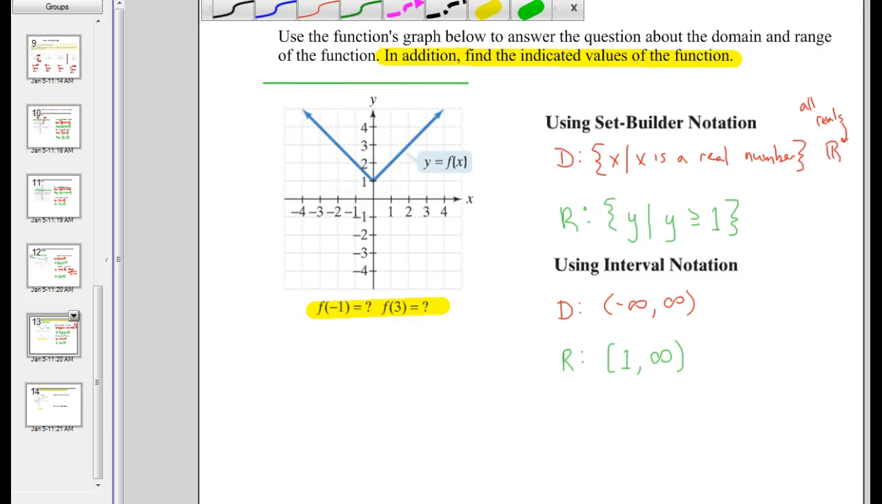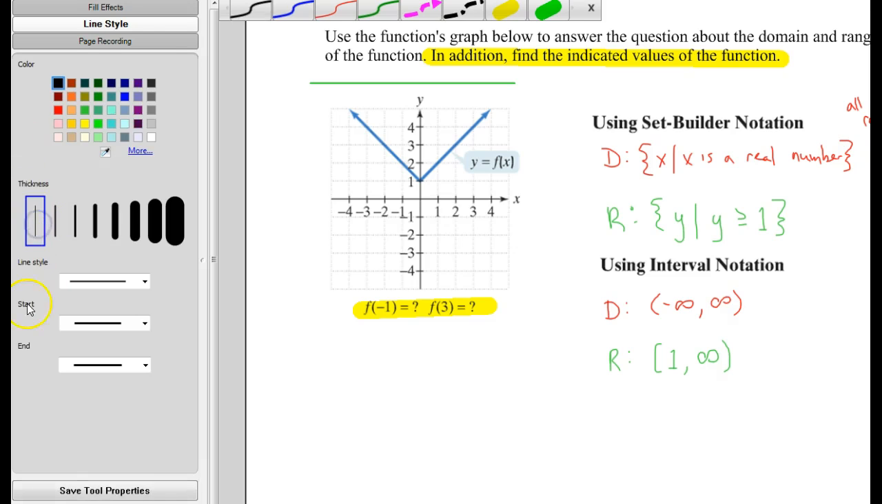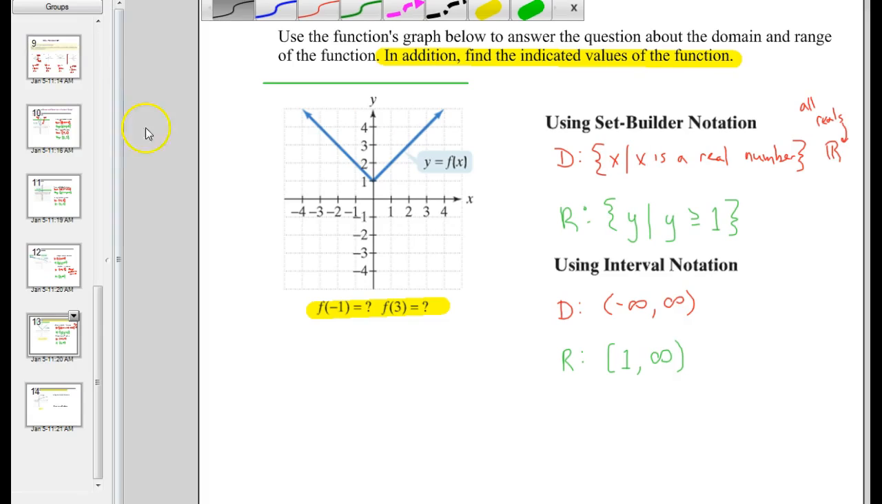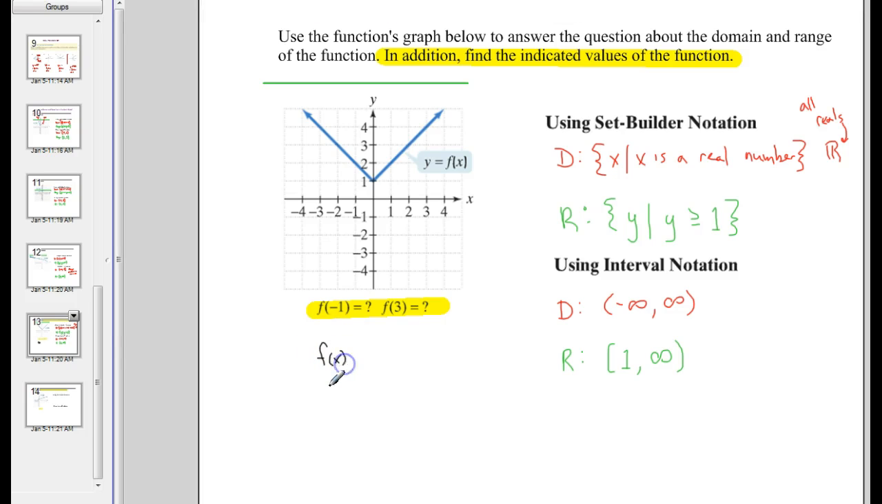Alright, now this last part. f of negative 1. What that means is find negative 1 on the x-axis. Remember, f of x notation: x is what's in the parentheses, so x is the numbers on the horizontal axis. It's saying find negative 1 on the horizontal axis and go up or down until you hit the graph. Where do you hit the graph? I hit the graph at 2. So f of negative 1 is 2.